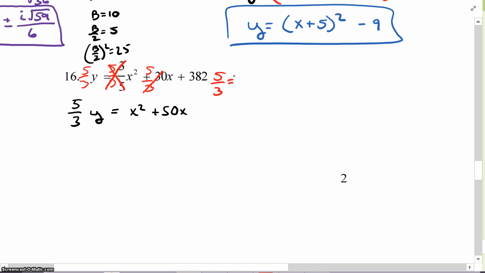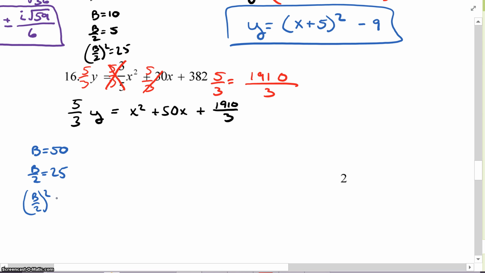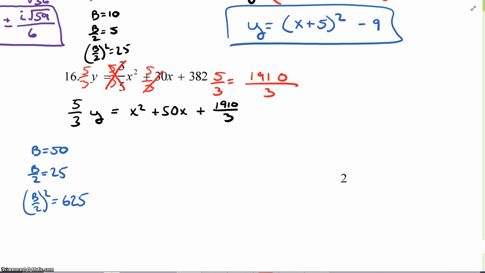Which doesn't look like that's going to go into 5/3 well, so that's okay. We'll just have a really big number. 1910 over 3. All right. Love big numbers. Plus 1910 over 3. Okay, what is my b value in all this mess? My b value is now 50. So what's my b over 2 value? 25. What is that squared? 25 times 25, I believe, is 625.